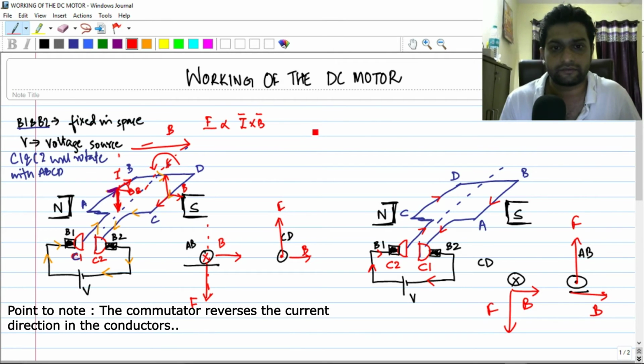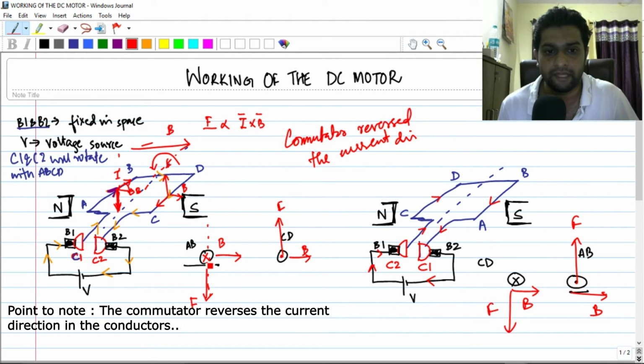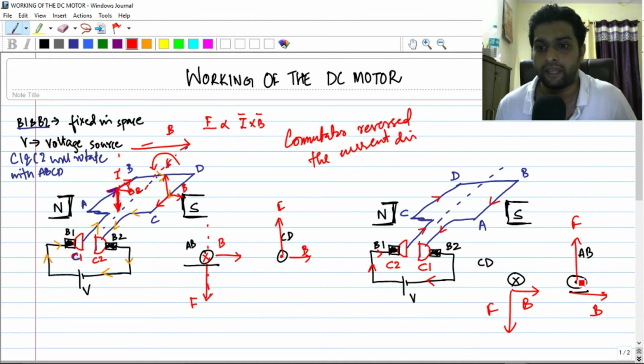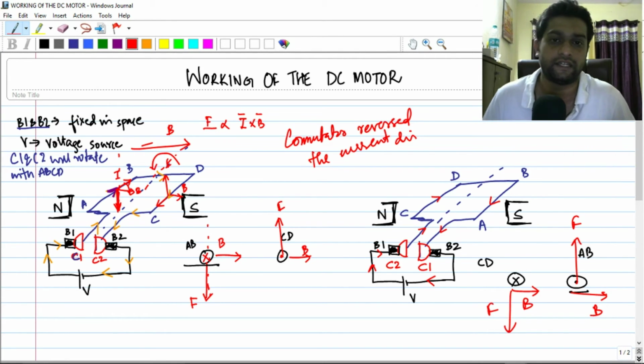The commutator reverses the current directions. So clearly here you can see AB was having an inward current. Now here AB is having an outward current. CD is having an outward current initially, and CD is having an inward current after the 180-degree rotation.